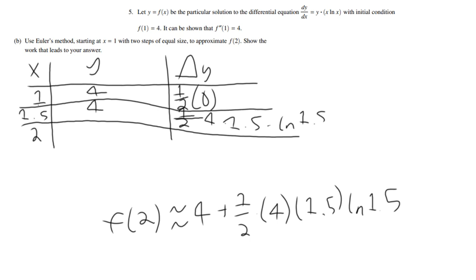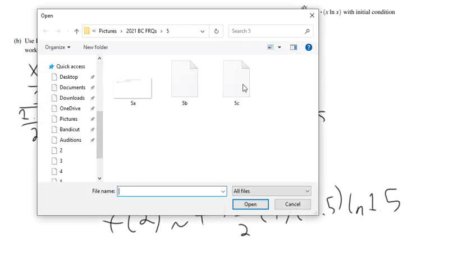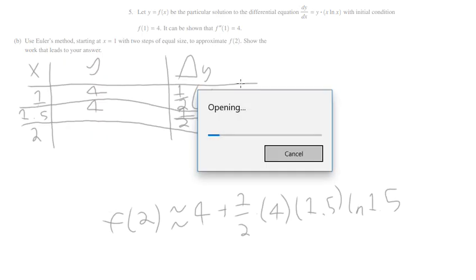Again, no scoring guidelines have been released, but I'm going to take a pretty good guess that part C is going to be worth 5 points because it is a separation of variables and an initial condition problem.